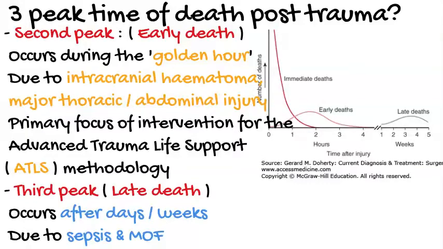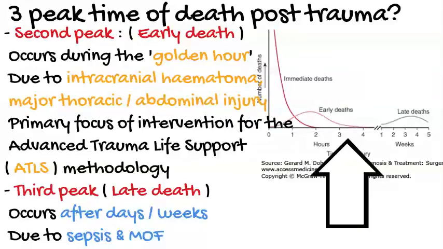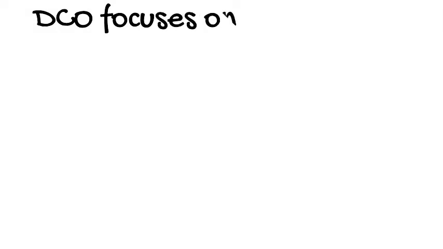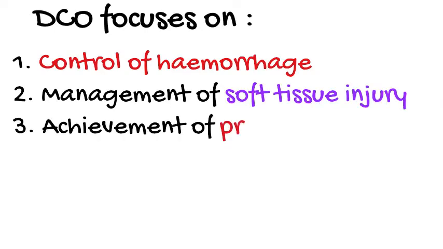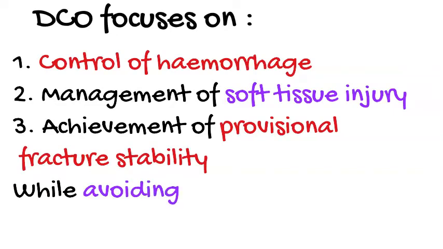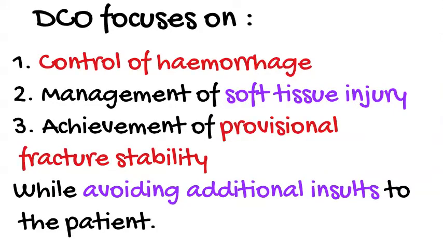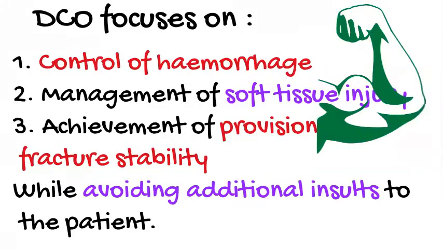The third peak of death, or late death, usually occurs after days or weeks. It is usually due to sepsis or multi-organ failure. Damage control orthopedics, DCO, focuses on 1, control of hemorrhage, 2, management of soft tissue injury, 3, achievement of provisional fracture stability while avoiding additional insults to the patient. The DCO topic is wide, so I will cover the physiology of DCO first and then SIRS, Systemic Inflammatory Response Syndrome.